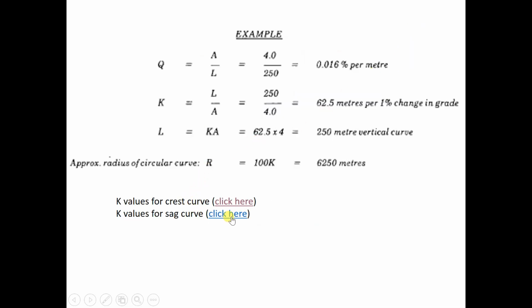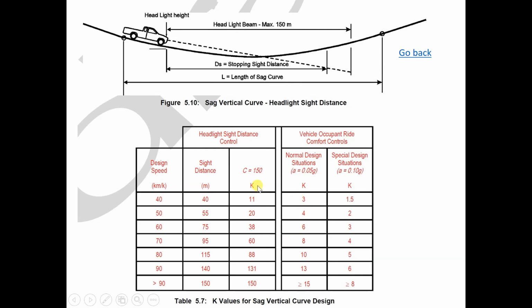For the sag curve, there are K values: one for the headlight sight distance control, the other one for vehicle occupants, right? Normally we look at this one, the headlight sight distance. This one is the controlling.